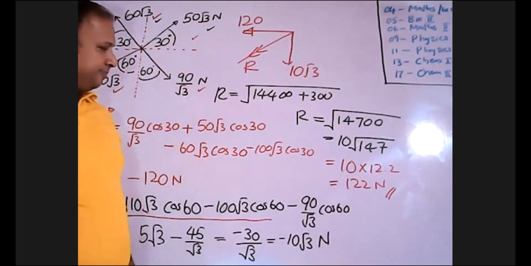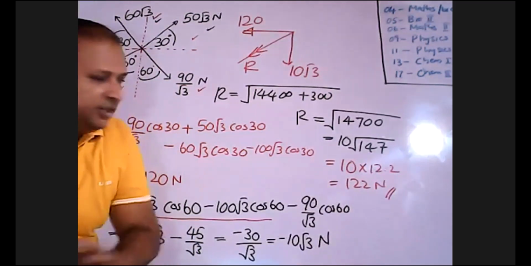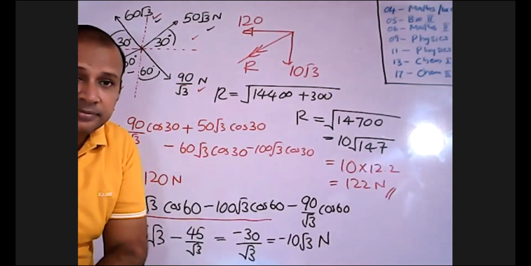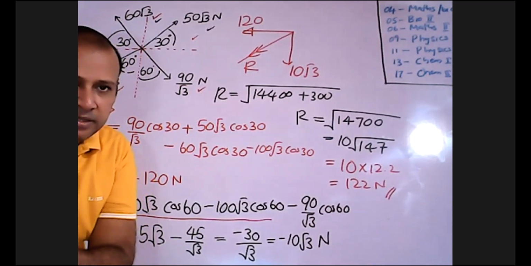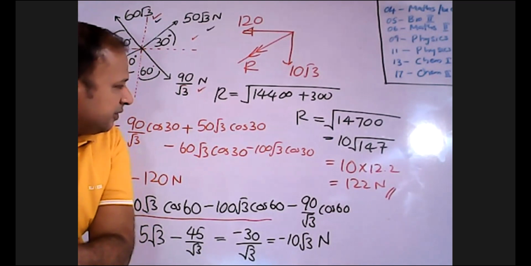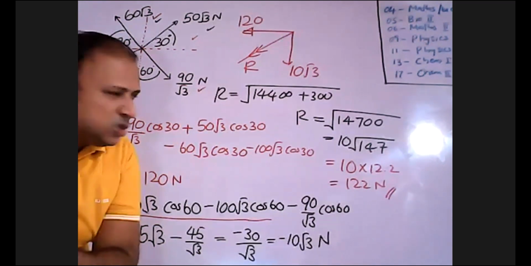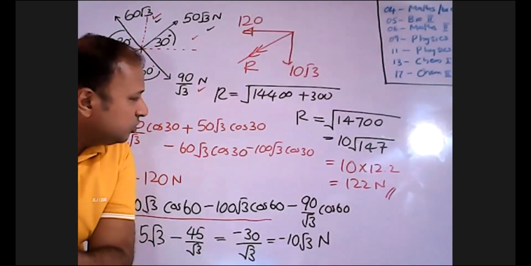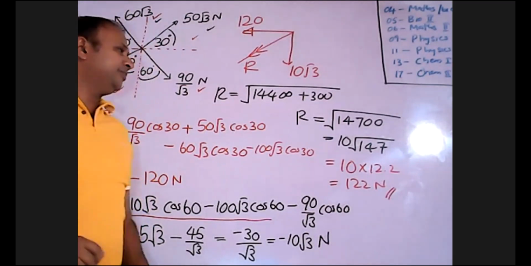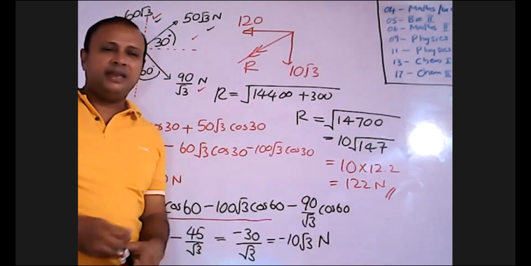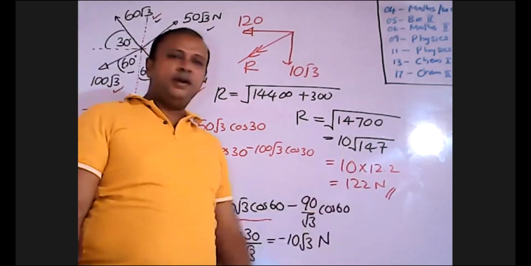Okay. Have you got this answer? Yes, 10 root 147. 147 means 12.2, because 144 is 12, so I can take it as approximately 12.2. So approximately it is equal to 122.